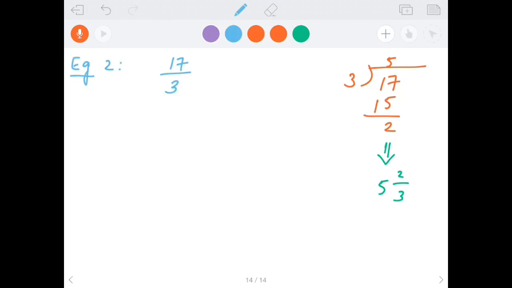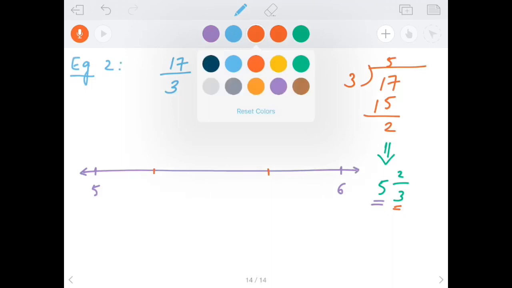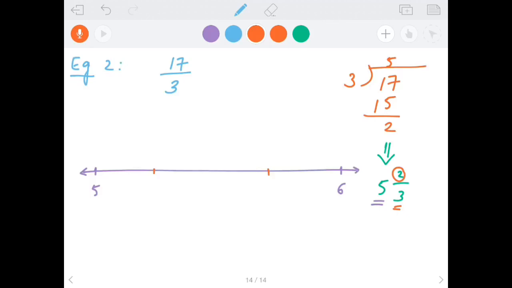Now let's try to put this on a number line. Now this time the number line is going to start from 5 and the next number is going to be 6. This segment is now going to be divided into 3 equal parts that I just underlined, and then I'm going to pick up the second part, which is the 2 that we see. There you go. And then we're going to find the second slot. There it is, and that becomes 5 2 by 3.